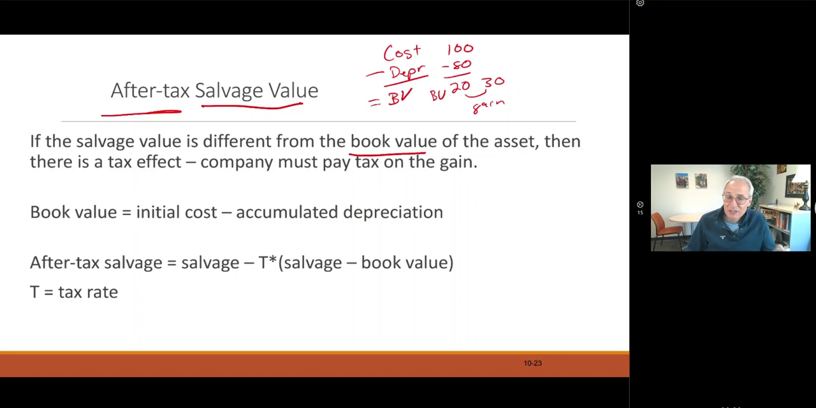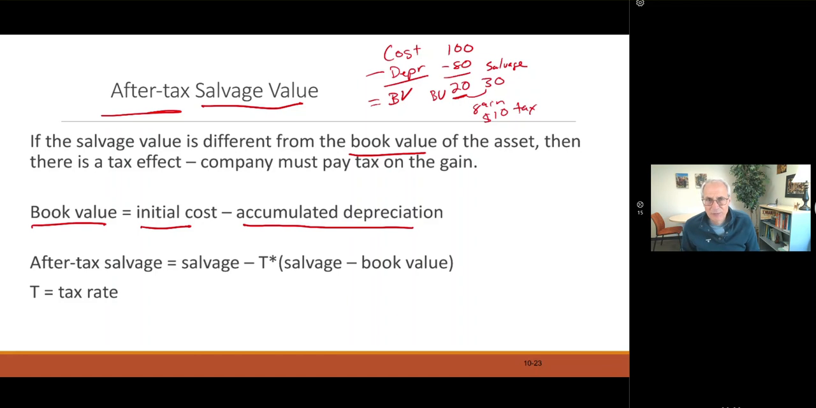So you received 30. This would be like your salvage. You received $30. The book value is 20, so you sold it for a $10 gain. And then you have to pay tax on the gain. You have to pay tax on that. So, to reiterate, book value, we take the initial cost minus the total that we've depreciated.